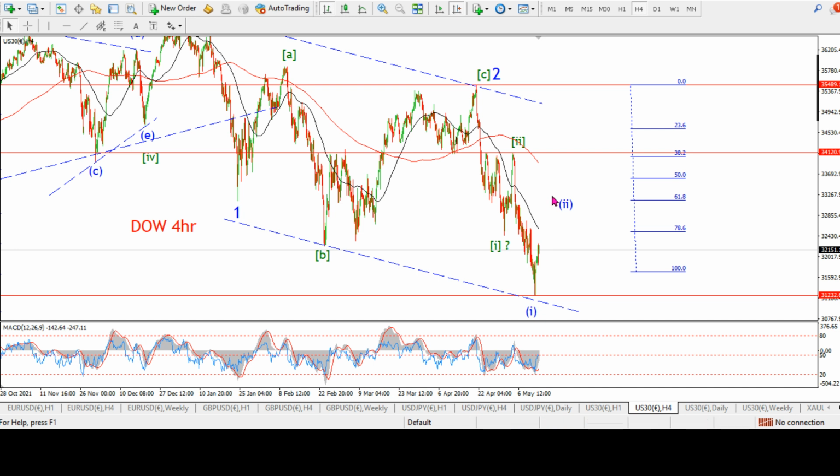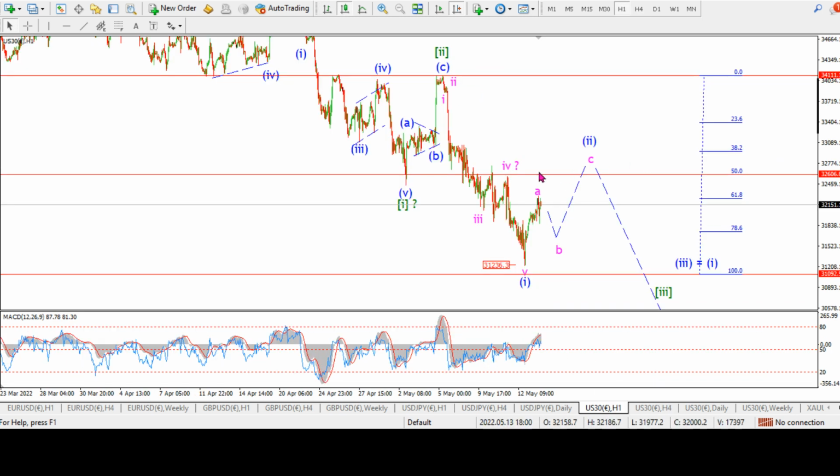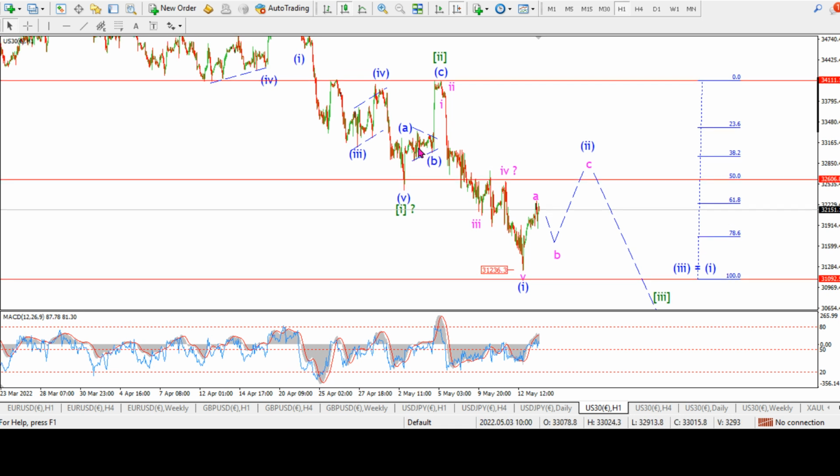So I'm expecting the same way here. Same thing. We've got wave 1 down. We should get a sharp, short 3-wave rally and back towards that 50% retracement level. Here's the hourly count. So we're looking at about 32,600. That's the 50% retracement of wave 1 down. So ABC up, break at 32,600, and then we should capitulate down into wave 3 of 3.